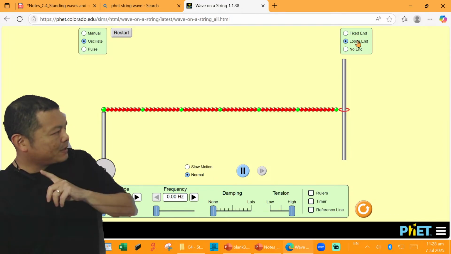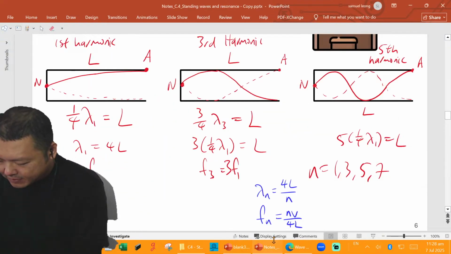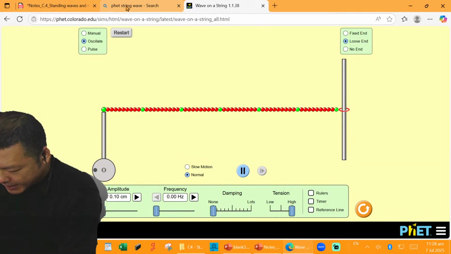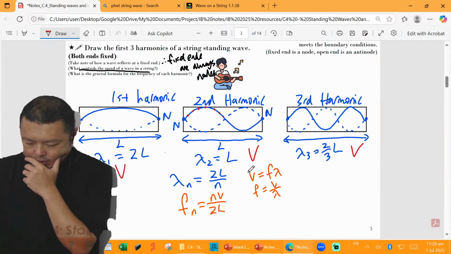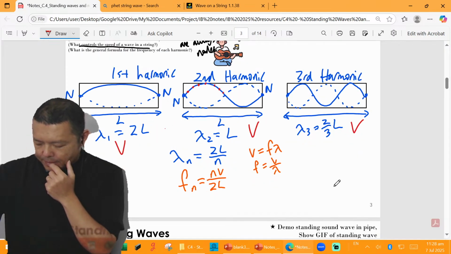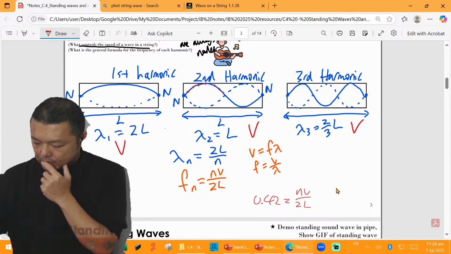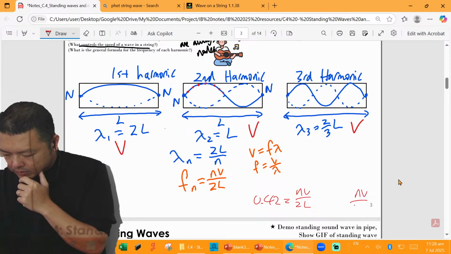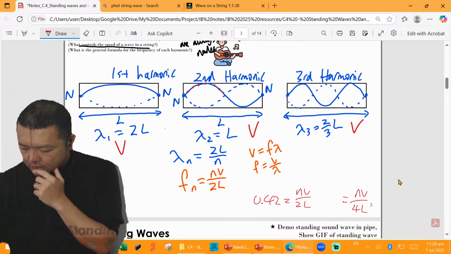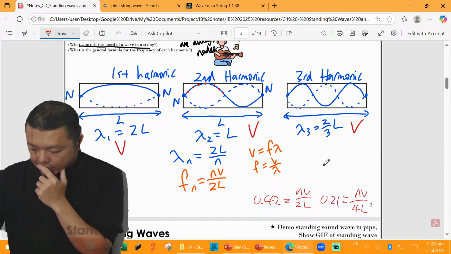So what happens when it's one end fixed, one end open? Can we do a bit of prediction of the math? If the first harmonic was 0.42, that means 0.42 equals NV over 2L. What happens when it's NV over 4L? So you're saying 0.21? Yeah, I believe so.